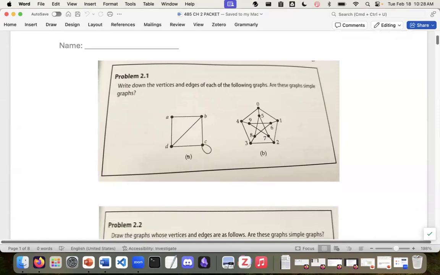Okay. So for the first one, is the one on the left simple? No, right, because we've got that loop right here. What about the one on the right? Is it simple? Yeah, no loops, no multiple edges.